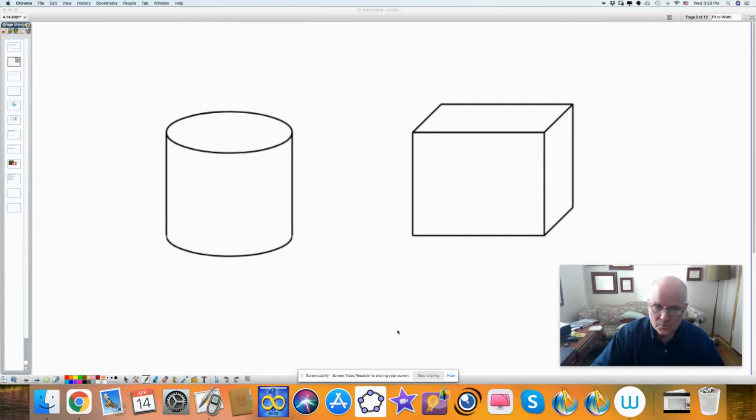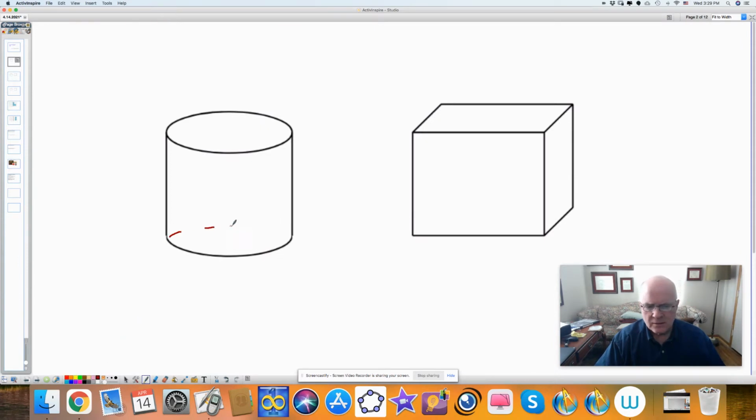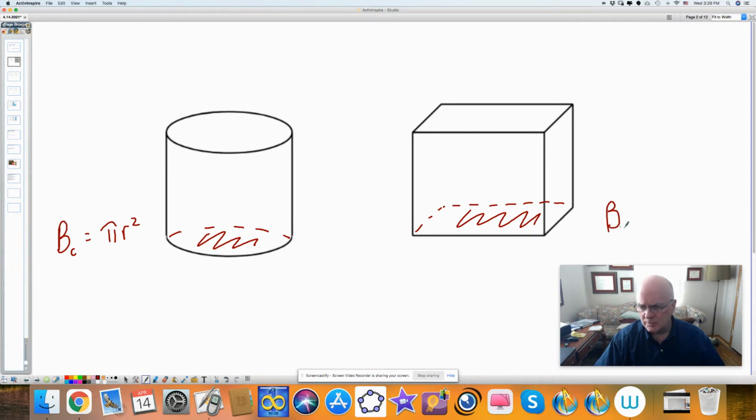So the cylinder has a circular base. And if I were to draw this, I'll put it in dashed lines here. So this has a circle for its base. The area of the circle, the base of the cylinder, is pi r squared. The rectangular prism has a rectangle for its base. And its area, with a capital B, of the prism is the length times the width. Here we've got a length and here we've got a width. For the radius, we'll have a radius up here.